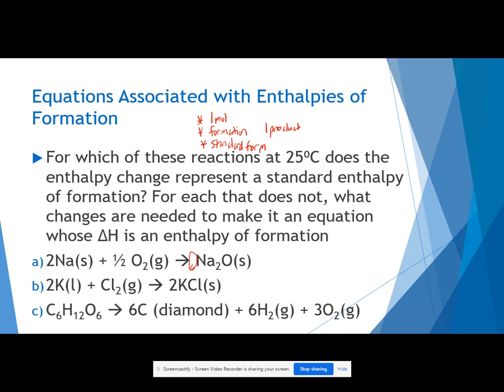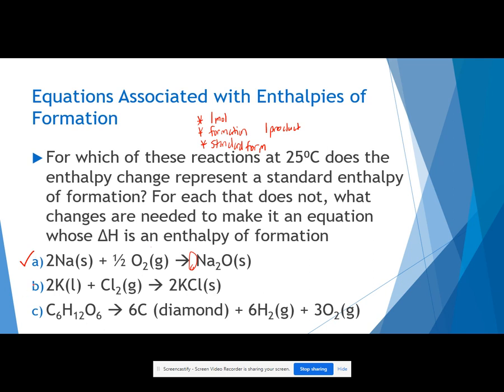Formation, second criteria, it's only making one product, so we're good there. And the second thing, we have to make sure everything's in its standard form. So sodium, yes, it is a solid at room temperature. And yes, oxygen is a gas at room temperature, and it's diatomic as O2. So this reaction is good. We don't have to change anything about it.